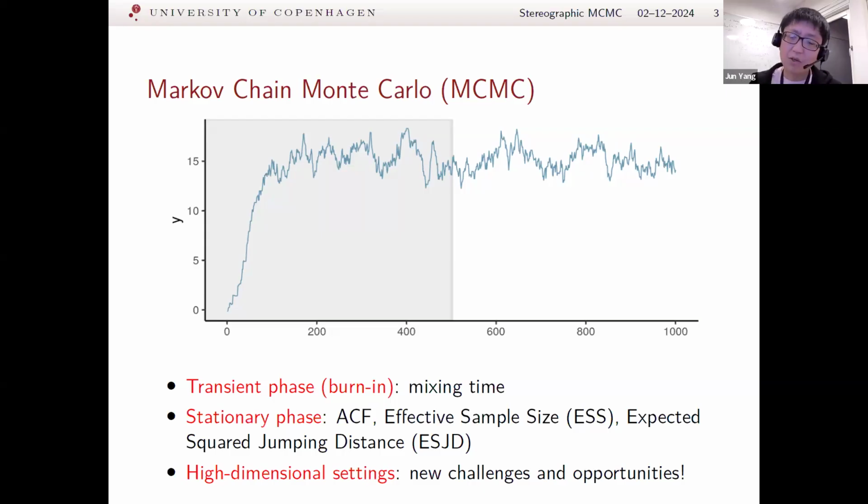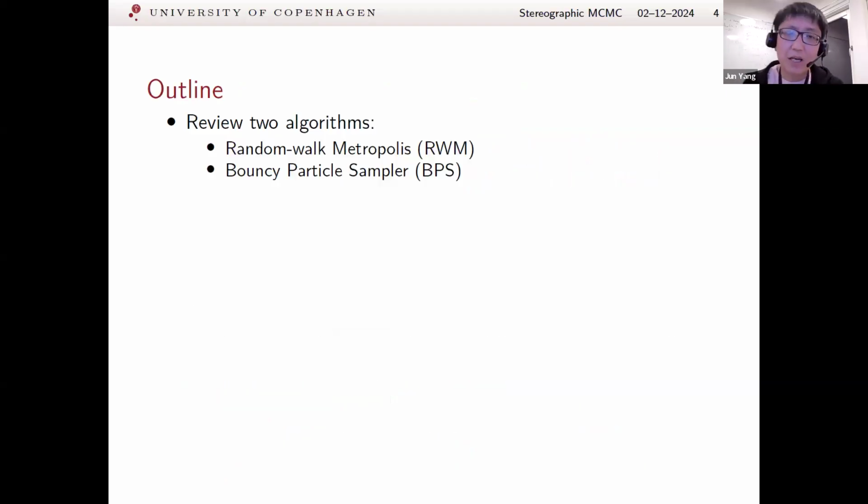In this talk, I will introduce a new framework for designing new MCMC algorithms that can have good performance in high dimensions. The outline of this talk is as follows. At the very beginning, I will give a review of two existing MCMC algorithms.